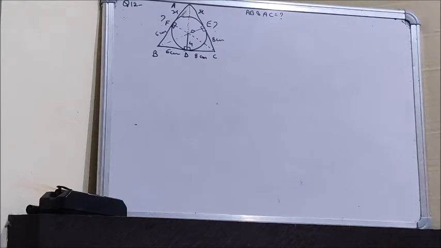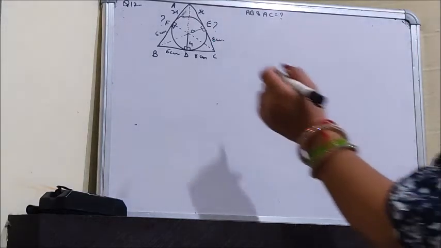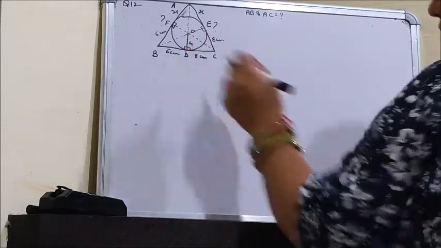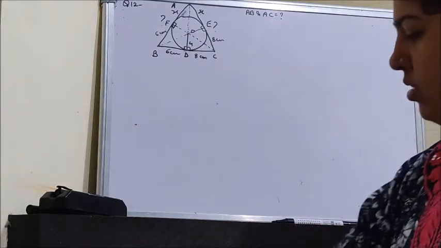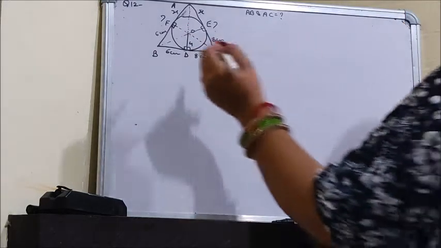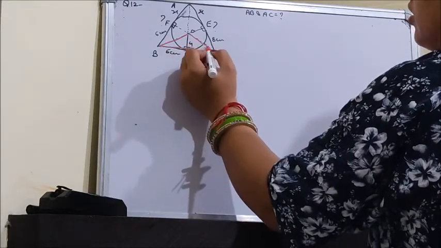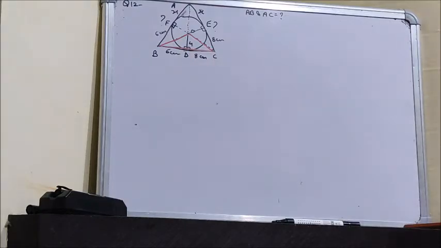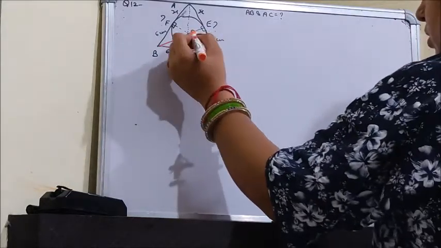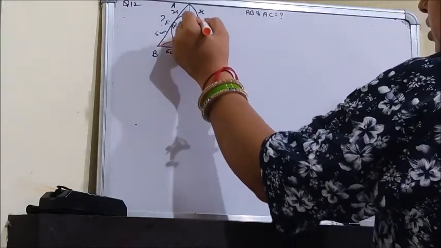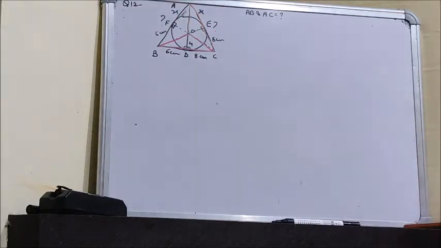Now what we will do? We will divide this whole triangle into 3 triangles: triangle OBC, this triangle, then triangle OCA, this triangle, and this third one, OAB.